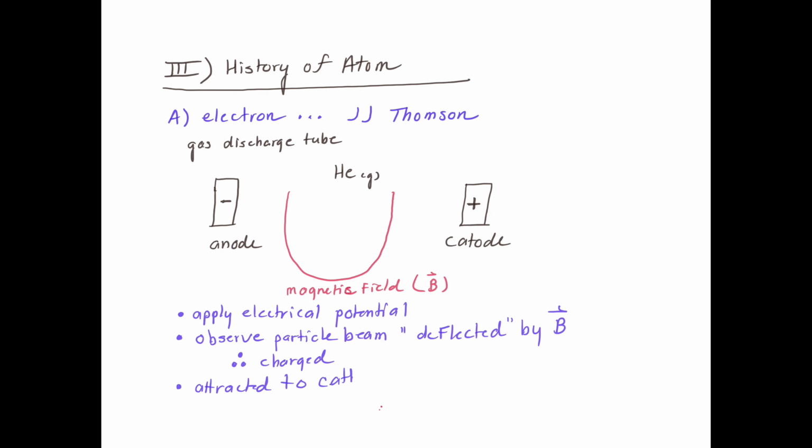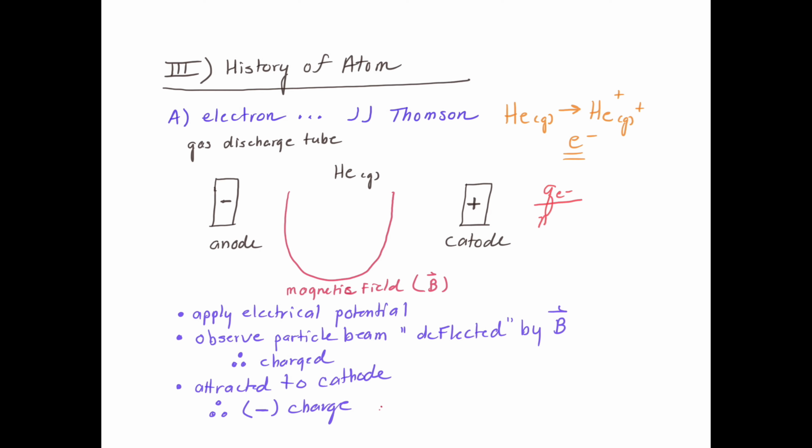The other observation was that this particle beam being released by the helium atoms was attracted to the positive terminal. So physics tells us that opposite charges attract. So whatever was being released by the helium atom had to have been negatively charged. So in essence, he observed that these helium atoms exposed to an electrical field were forming a positively charged species, and particles known as the electron.